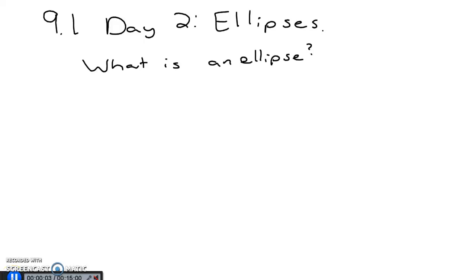So this is 9.1 day 2, ellipses. First of all, we want to talk about what an ellipse is. An ellipse is all the points whose sum of distances from 2 points is the same. So what that means is we have these 2 points right here. Every point on an ellipse, say if I consider this green point to be on an ellipse, its sum of distances is the distance from here and the distance from this point to that point.